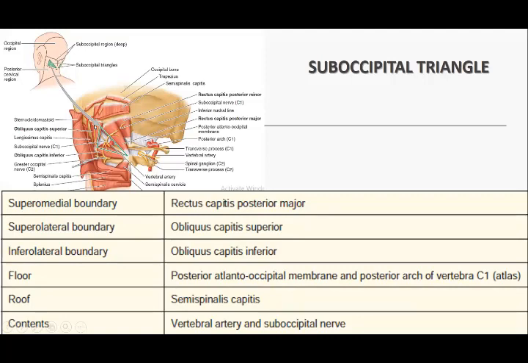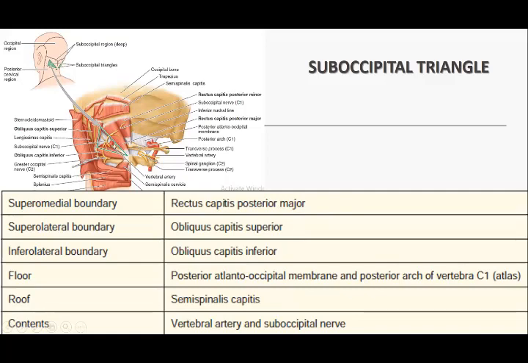Okay? Inferiorly, below and inferiorly, this is the inferior oblique, obliquus capitis inferior. This is its floor. You can see this grayish structure. This grayish structure is basically the posterior atlanto-occipital membrane plus this bony part. This is the posterior arch of the atlas.